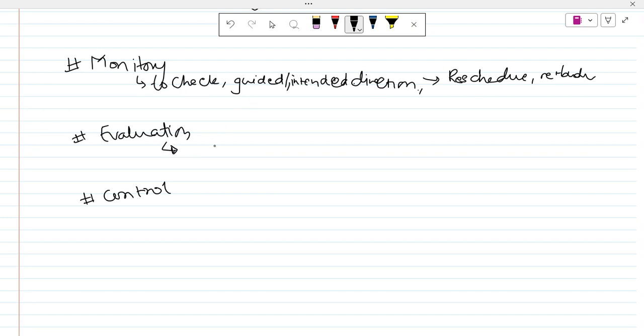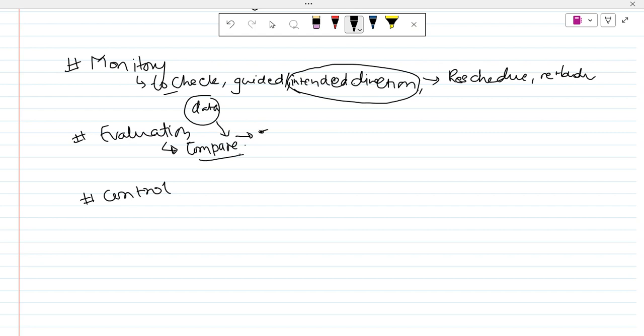So what is evaluation? Evaluation is a judging process where we compare two things. Through monitoring, we get the data. We already have the intended direction according to our scheduling or project plan, and we compare those and come to the conclusion. This process is known as evaluation of the project. This is just a judging process in terms of sustainability, impact, relevance, quality, and other things.